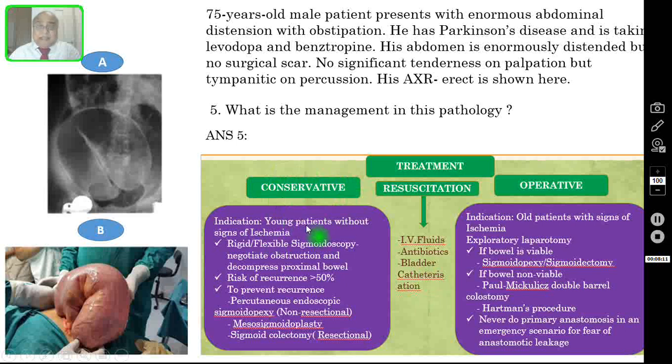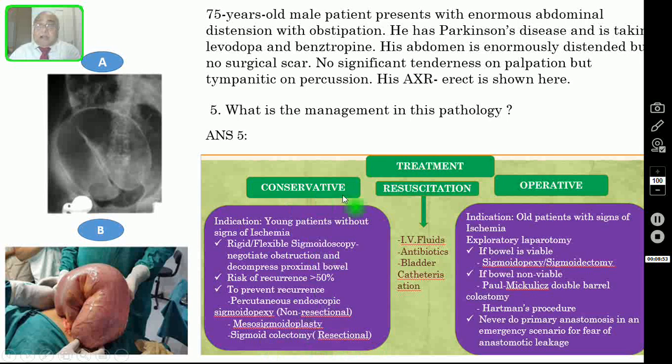The indication is young patient without signs of ischemia. So what you can do, we can do rigid or flexible sigmoidoscopy, negotiate the obstruction and decompress the proximal bowel. Okay, the risk of recurrence in this type of management is more than 50%. So to prevent this recurrence, you can do percutaneous endoscopic sigmoidopexy. This is non-resectional, or you can do mesosigmoidoplasty or sigmoid colectomy. Both are resectional procedures. So this you can do.